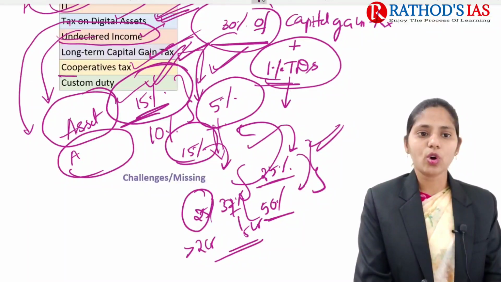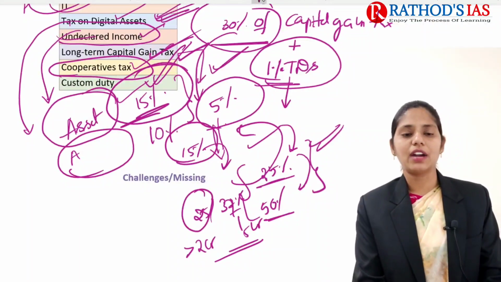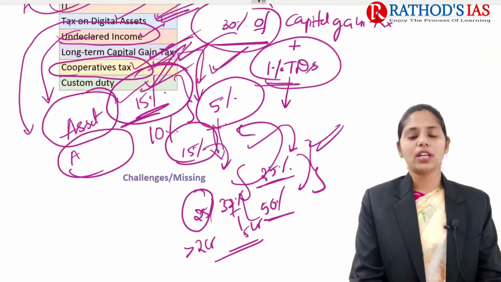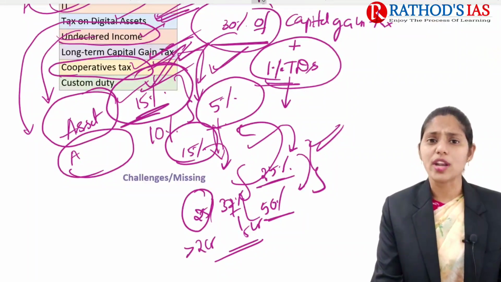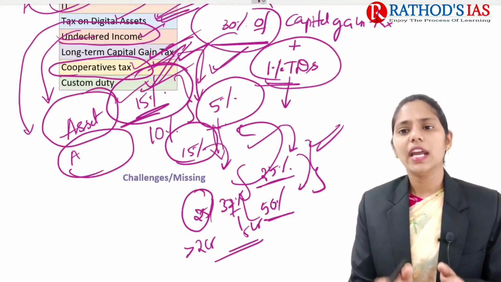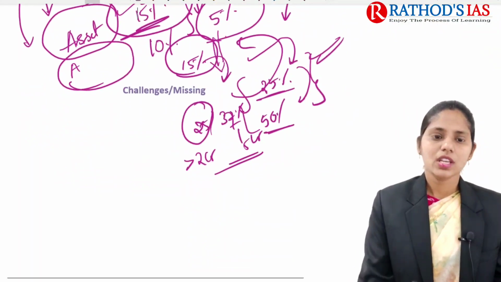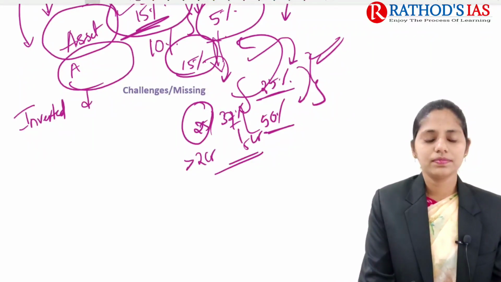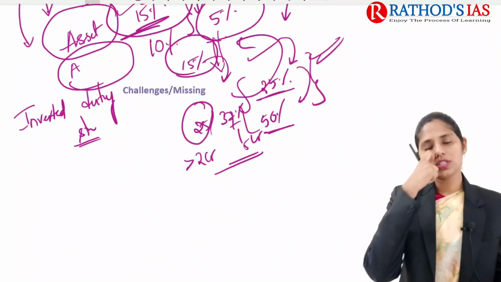And if you're talking about cooperative tax, in the first part we already discussed this cooperative tax. And if you're talking about custom duty, there is one important concept that you need to know, that is the inverted duty structure. So what is this duty structure?